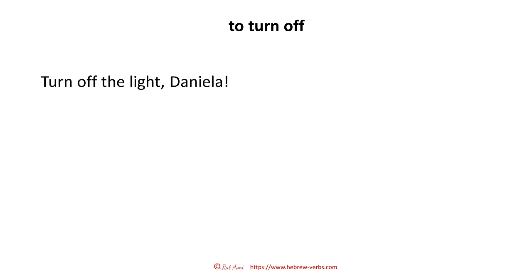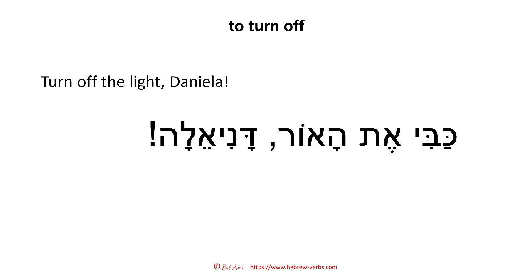Again, turn off the light, Daniela. Kabi et haor, Daniela. Turn off, kabi, et haor, the light, and also here et, because we have a direct object. So, kabi et haor, Daniela.